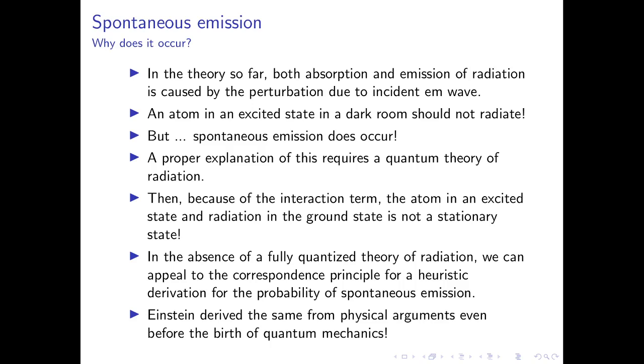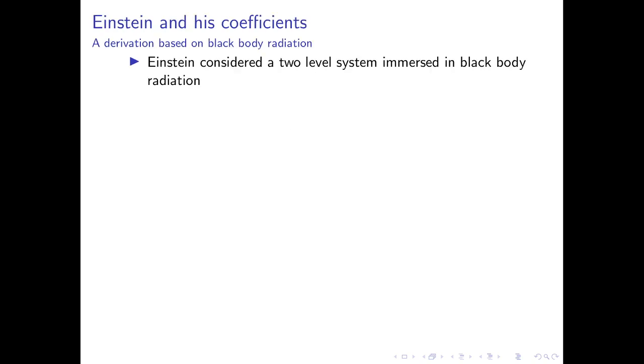So these are Einstein's celebrated A and B coefficient based arguments. And how does this go? It essentially goes this way. Einstein considered a situation where you have black body radiation in a cavity and there's a two-level system immersed in that radiation. And let's say this two-level system has an energy gap between the two levels which is resonant with a particular frequency omega present in the black body radiation.